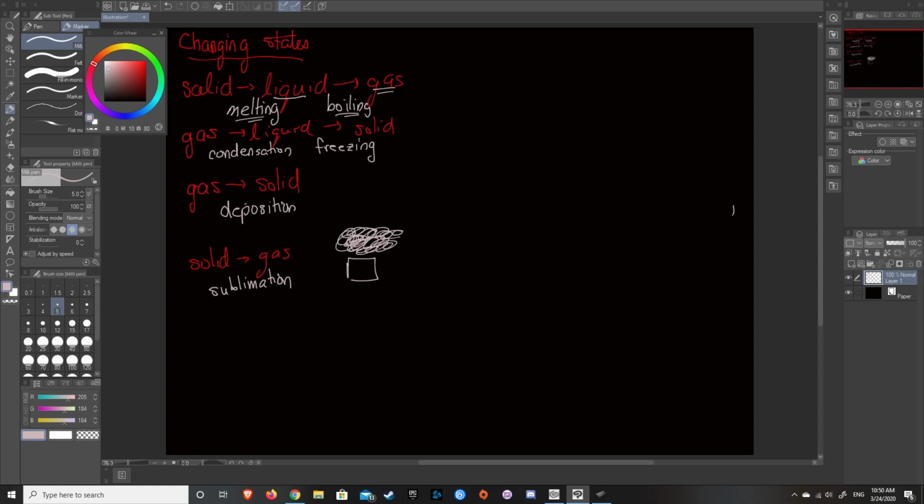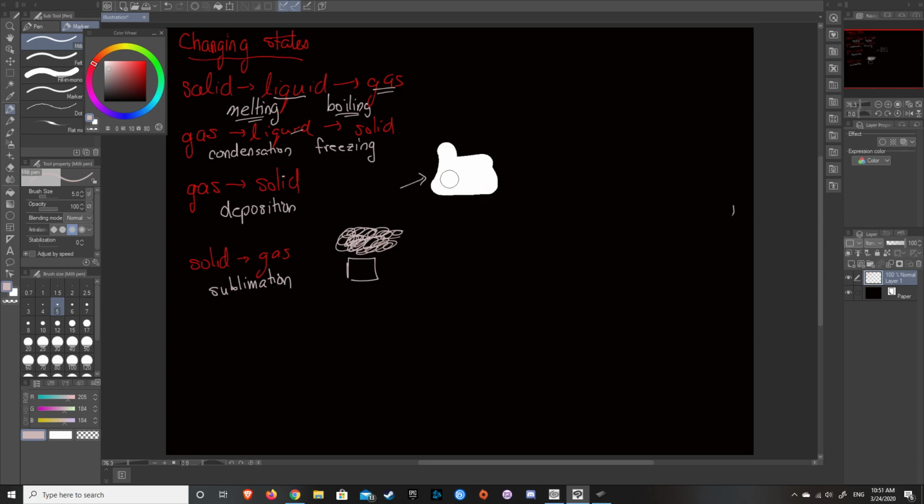Whereas deposition, this could be the same thing. If the window is very, very cold in the winter and you breathe onto it, it can basically turn into ice directly onto the window. It goes through a gas to a liquid to a solid, but it looks to us as if it turns basically from a gas into a solid on that window.